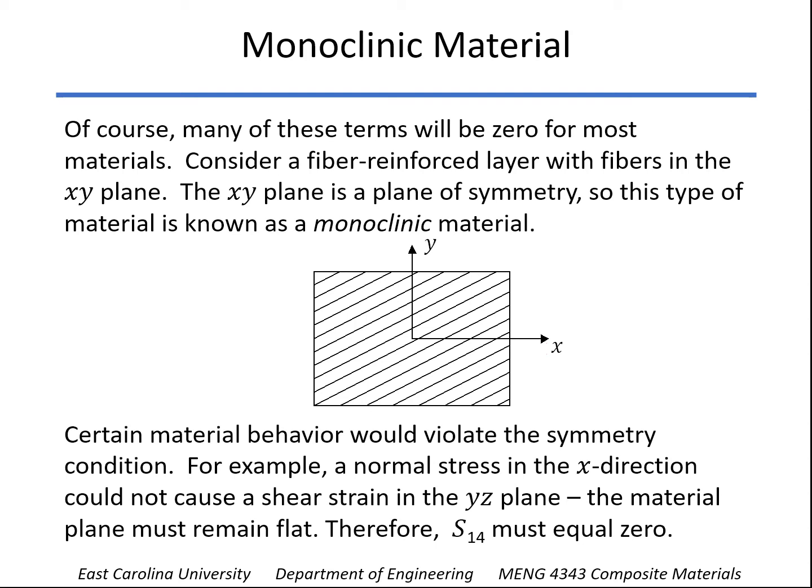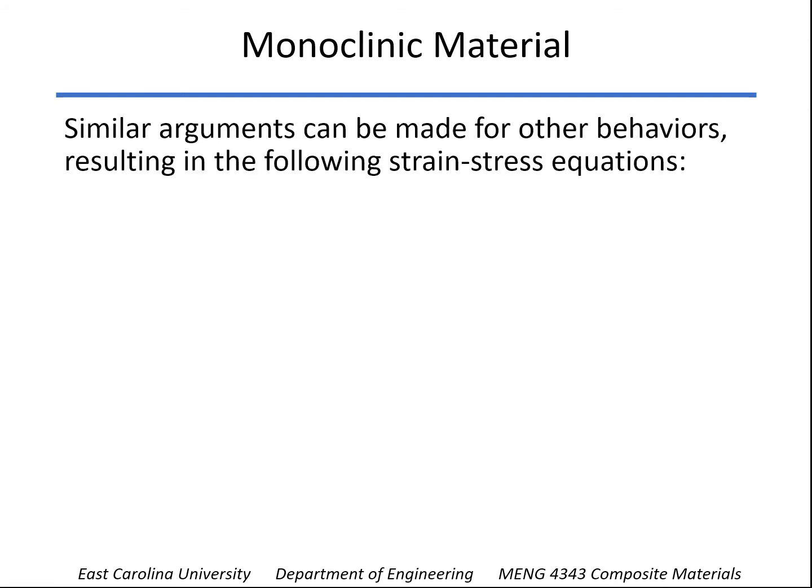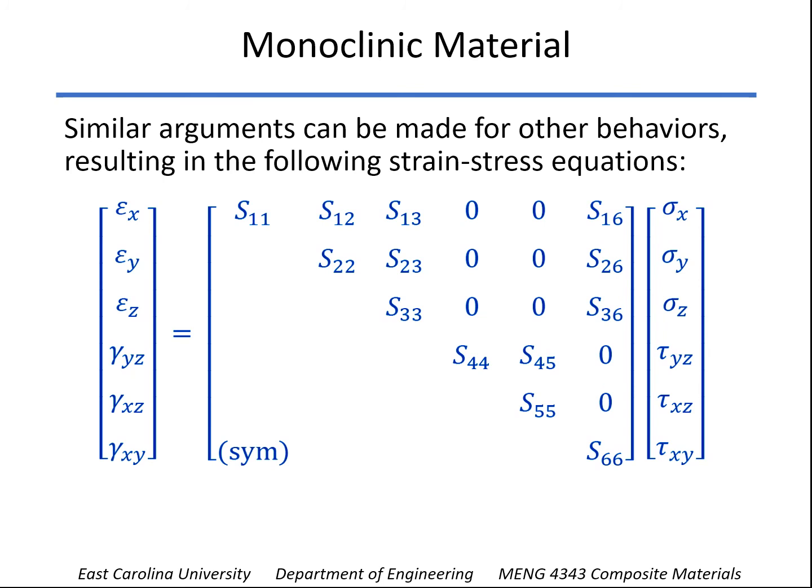So if you go through and think about those symmetry conditions, you'll find that we can put zeros into a lot of the categories here. And what we end up with for a monoclinic material is a matrix that has 13 independent constants in it.